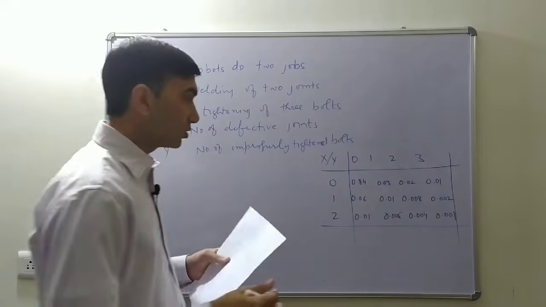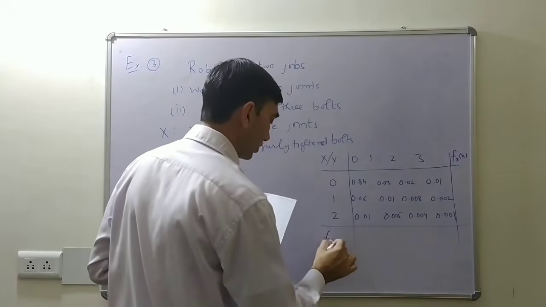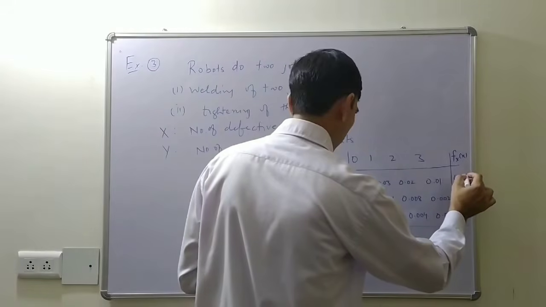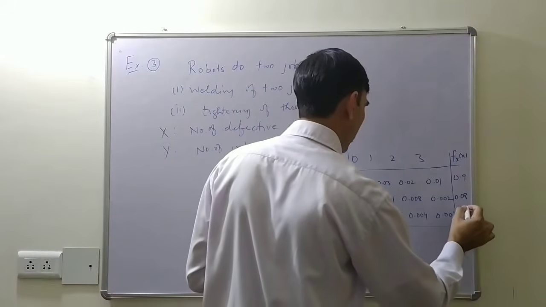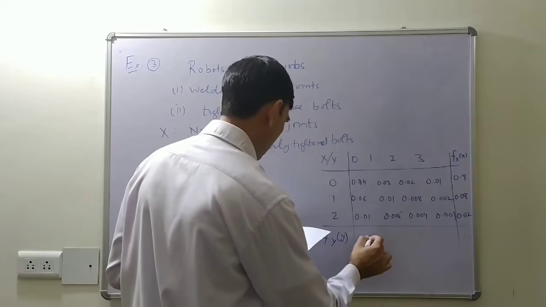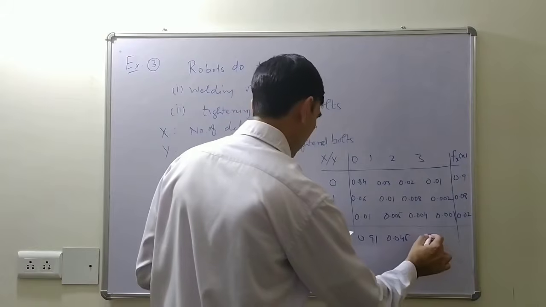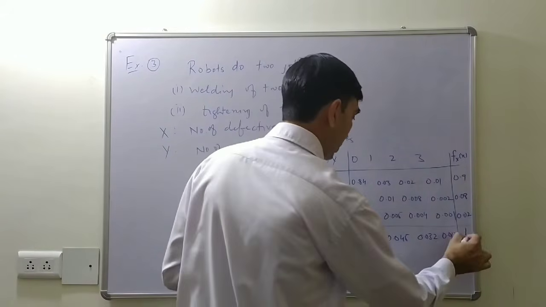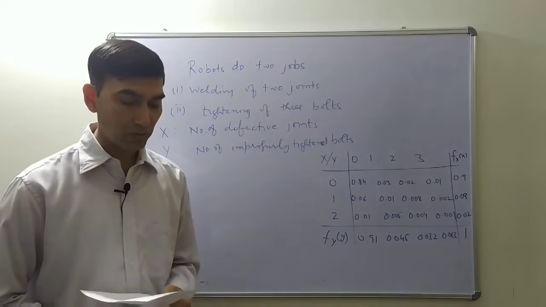You can also write marginal densities fx and fy. These values are 0.9, 0.08, 0.02. Then 0.91, 0.045, 0.032, 0.013. You can check sum from either side, it's 1. So it's joint PMF of xy.